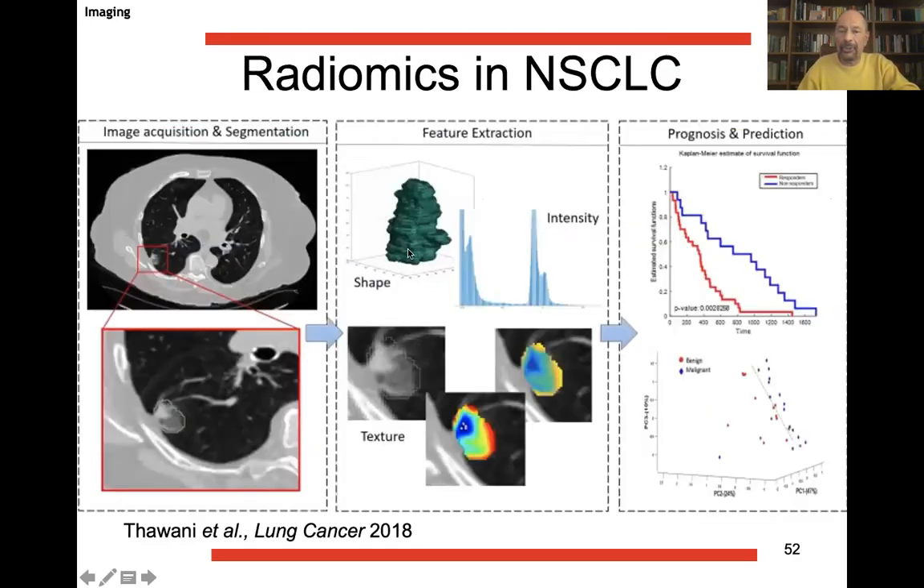This is a recent example of the application of radiomics in non-small cell lung cancer, where from the features of the non-small cell lung cancer, from the texture, from this image information, they were able to divide the patients in two groups. In this division in two groups, they found that they can see which patient is at higher risk and which patient is at lower risk for the lung cancer.